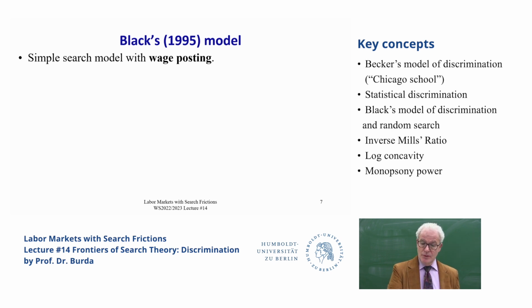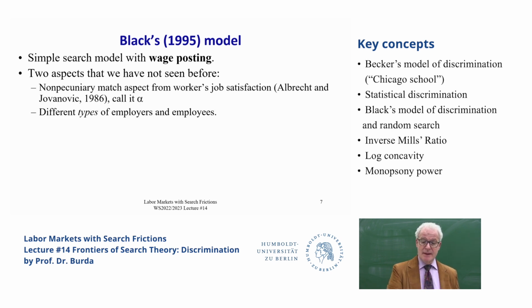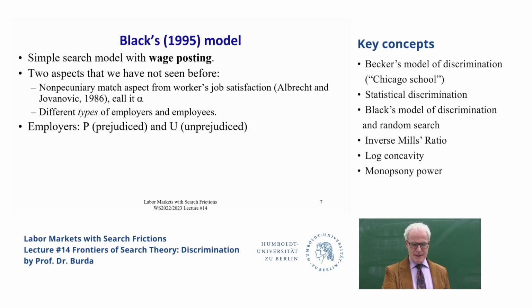Okay. The cool thing about this model is that despite this heterogeneity at the level of Albrecht and Jovanovic, and this is like our H before, call it an alpha, you have these different types of employers. So we're going to have two types of employers. We're going to have employers that are fair and treat everyone the same, and you're going to have employers that are prejudiced. So they really do care about A versus B.